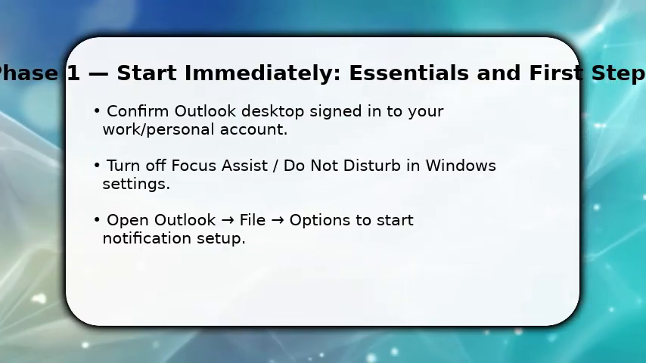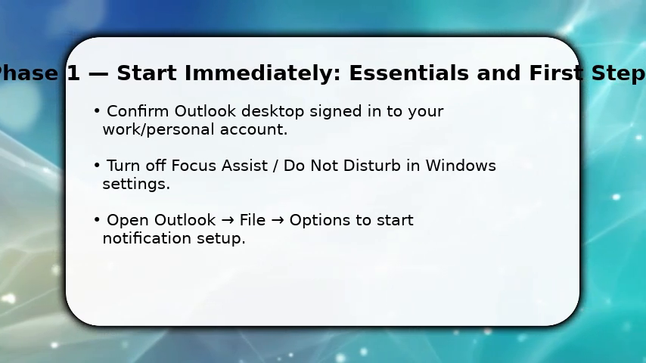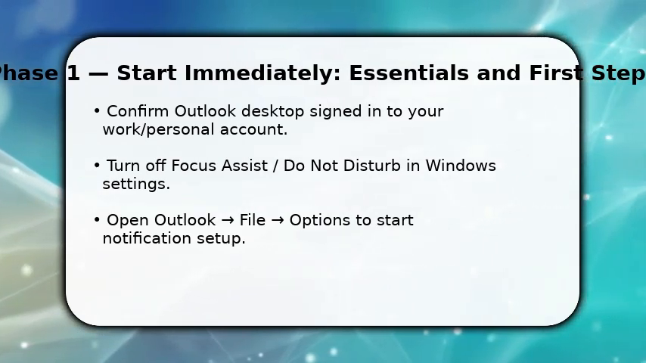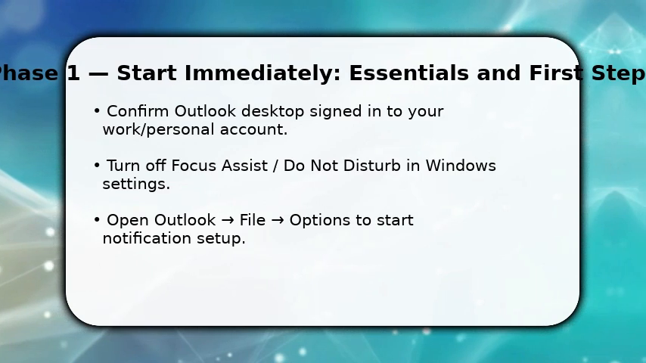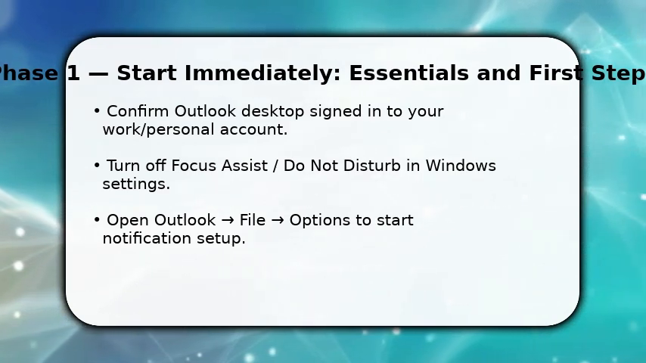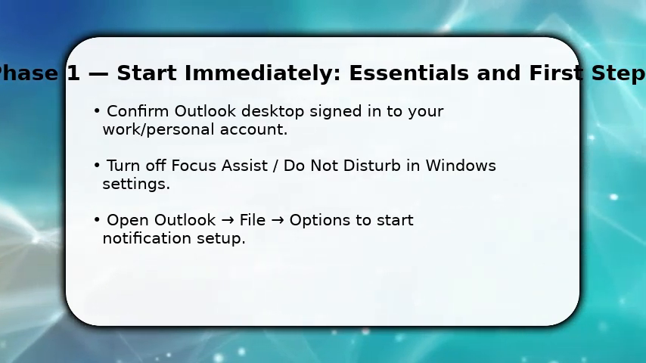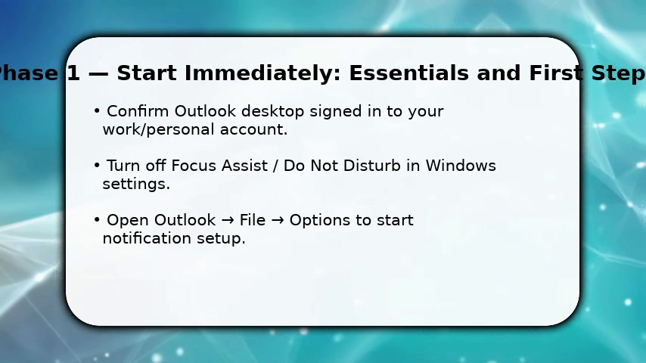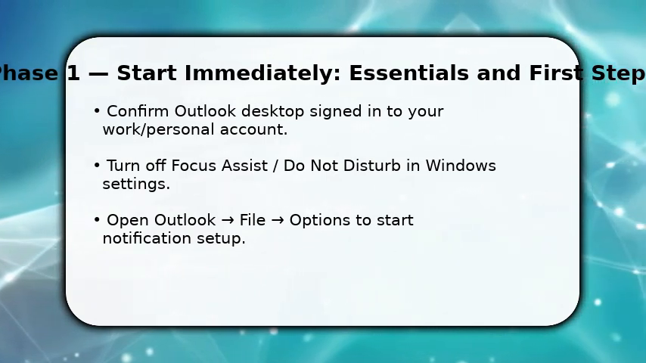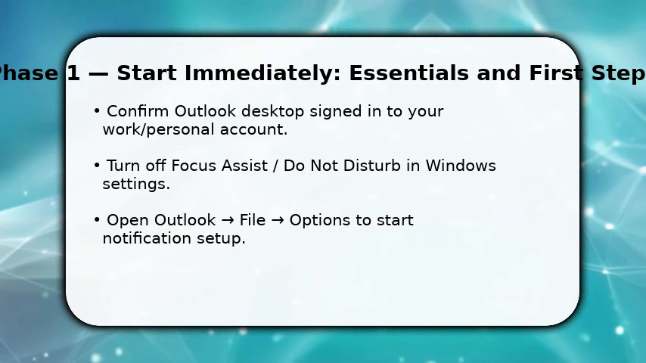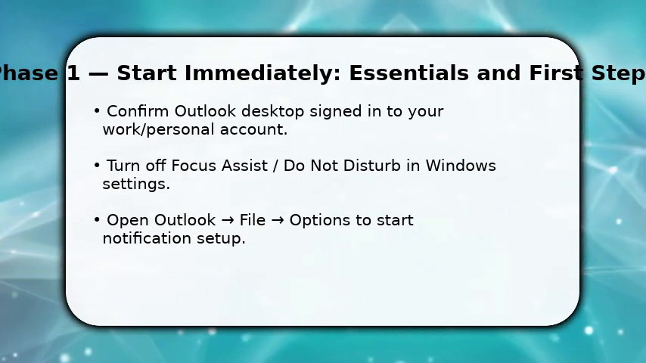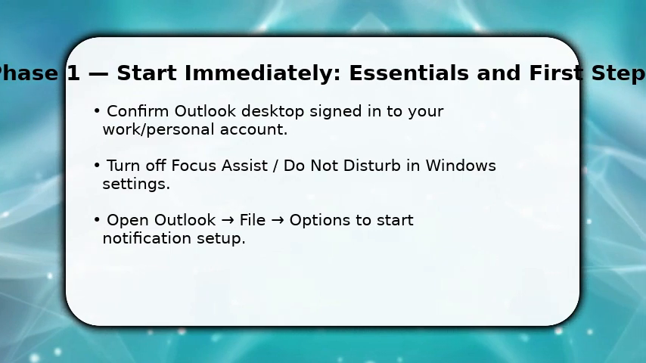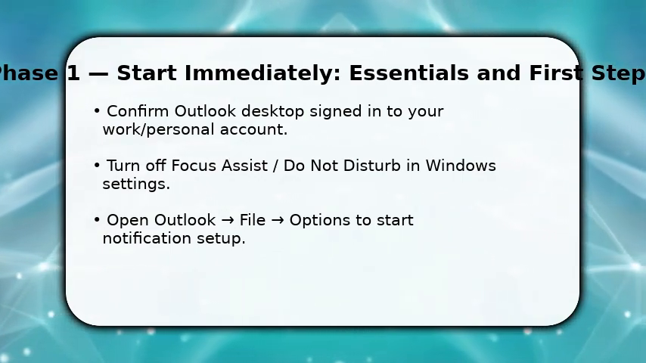You should already be signed into the Outlook desktop app on the PC. Once done, turn off Focus Assist so banners can appear. Now open Outlook and go straight to File, then Options. This is where Message Arrival controls live. You'll set desktop alerts and sounds here. Make sure Windows notifications for Outlook are permitted. Starting here avoids wasting time on account setup and moves you directly to the settings that control visible, audible alerts.